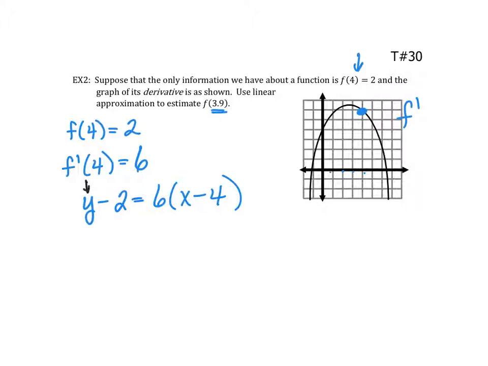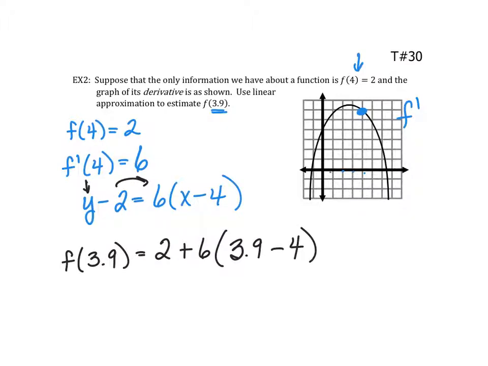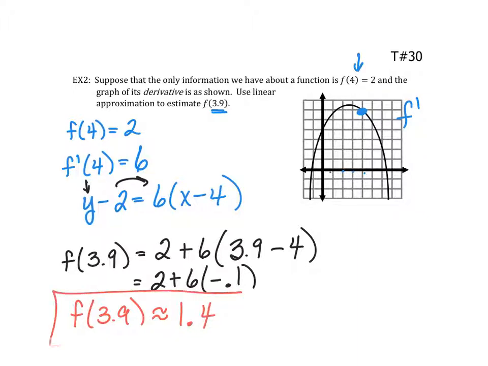And then what do you do? All you're doing is you're solving for that y, popping that over. So f of 3.9 is going to be 2 plus 6 times, this is where I put the 3.9. Where you put your x is once you have the line, you're plugging it into something simple. And then you're going to go from there. So you have 2 plus 6 times, that's going to be negative 0.1. So 2 minus 0.6. So my linear approximation is going to be 1.4. This one didn't ask you about over underestimate because, well, you don't know the graph, but I promise we will come back to that and figure out how to answer that.